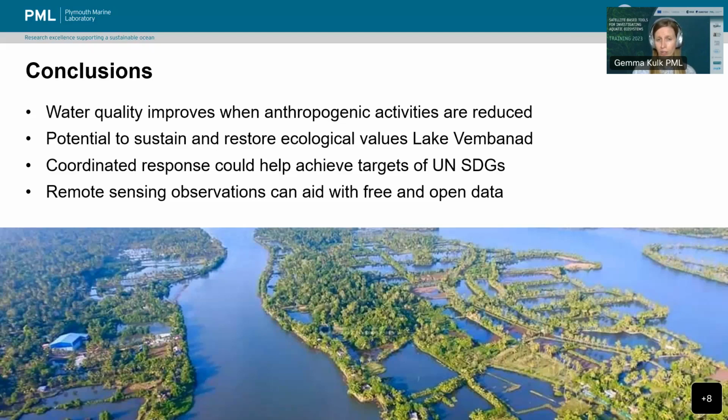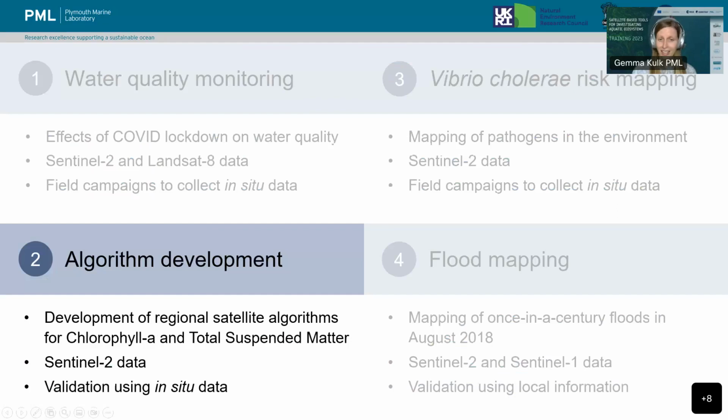And continuing such a coordinated response could help achieve the targets set out in the United Nations Global Development Goals and significantly reduce aquatic pollution and improve water quality by 2030. As I've shown, remote sensing observations can aid in this, with free and open data available at high resolutions, noting that it is important that region-specific satellite retrieval algorithms are developed. And the development of such regional satellite retrieval algorithms for Lake Vembanad is what I will be discussing as part of the second case study.